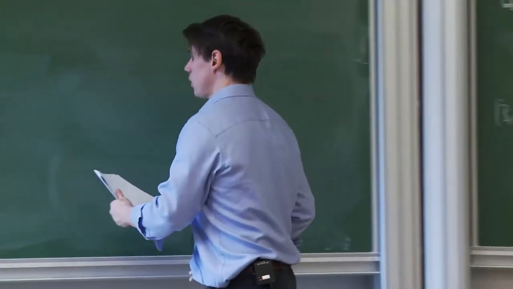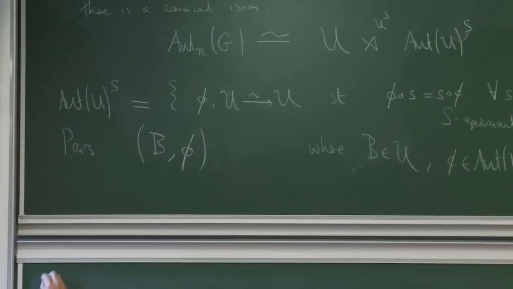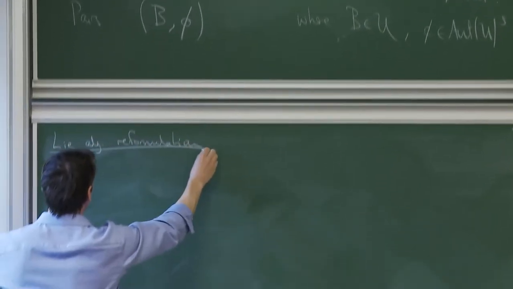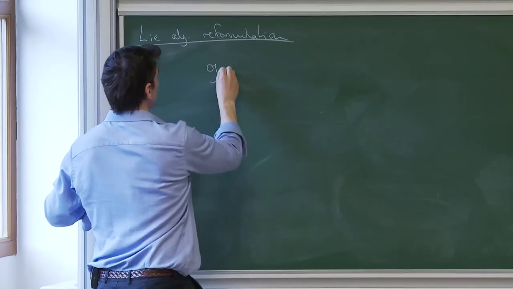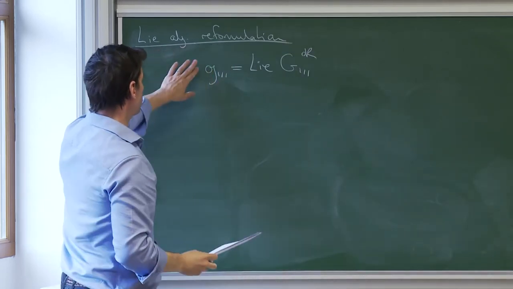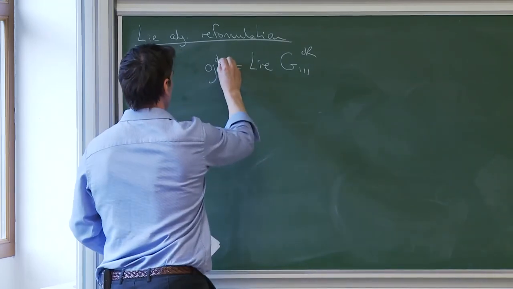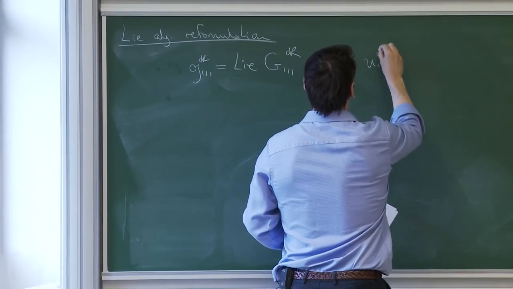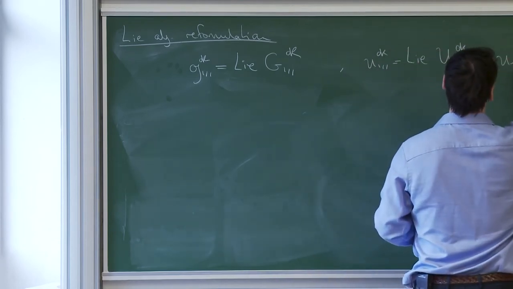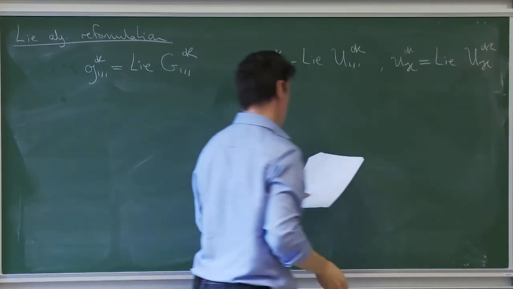Right, so now let me retranslate these. So these are all groups of automorphisms acting on groups. It's simpler to think in terms of Lie algebras. Lie algebra reformulation. So now let me take g^{11} to be Lie G^{11} de Rham. So I'm going to drop the de Rhams because it gets a bit tedious. Oh no, okay, I'll keep the de Rhams then, why not? u^{11} is the Lie algebra of the unipotent radical of the relative completion. And u^{dR} is the Lie algebra of this unipotent radical of this Galois group.